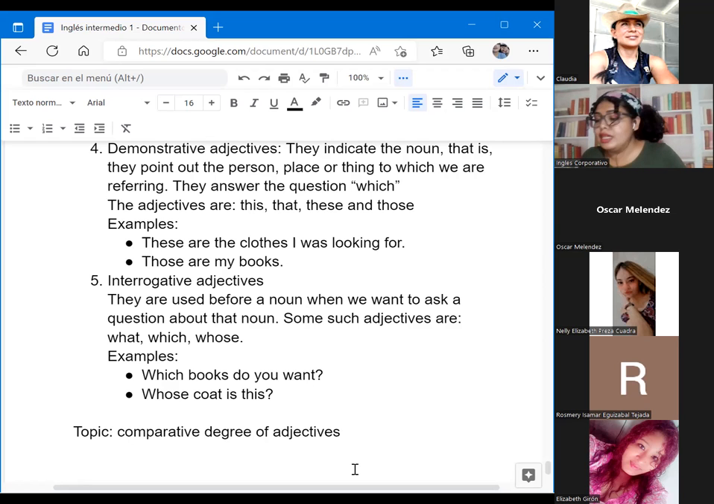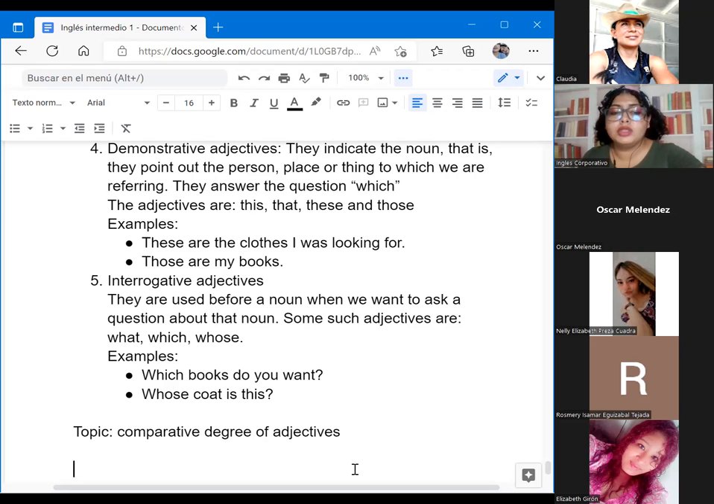Sometimes the extent or the degree of that quality needs to be mentioned in comparison with that same quality in another object. So when we are talking about a person, a place, or an animal, we need to express the qualities of the things that we are talking about. And also we need to say that something is more than, or is less than, or is better than. And in that case, we are going to use the comparative degree of adjectives.